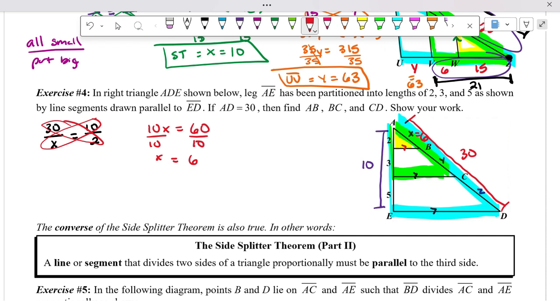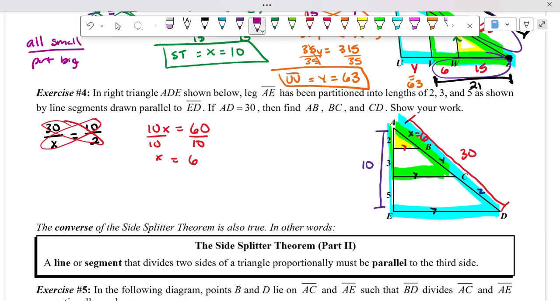Not green and blue. So we're using side splitter theorem. Remember, I want all of the small, part of the big. Yellow and green. Good. So I'm using yellow and green next. So I'm solving for y.